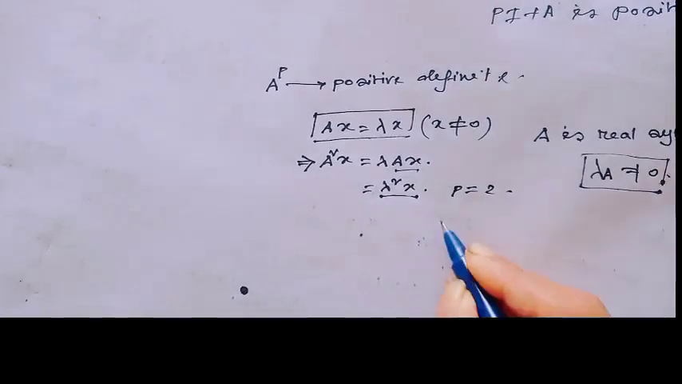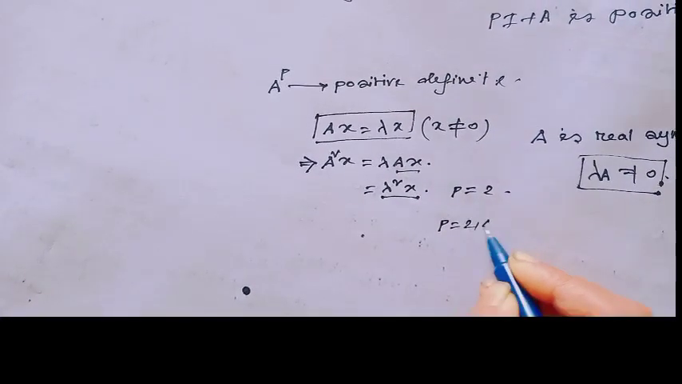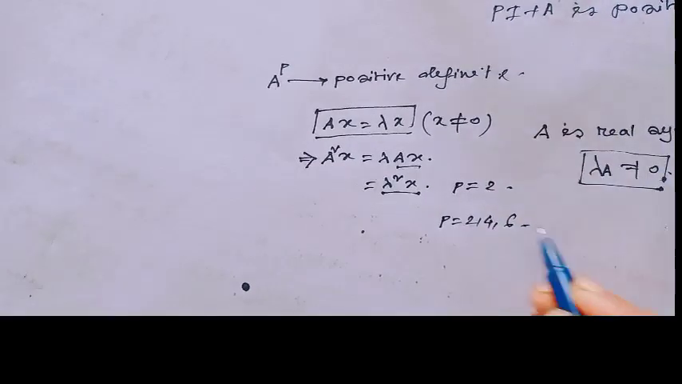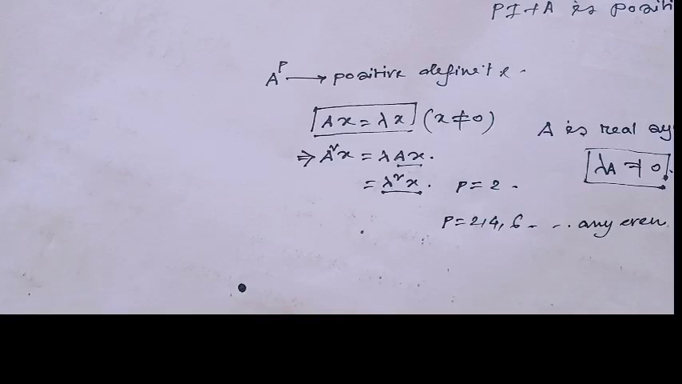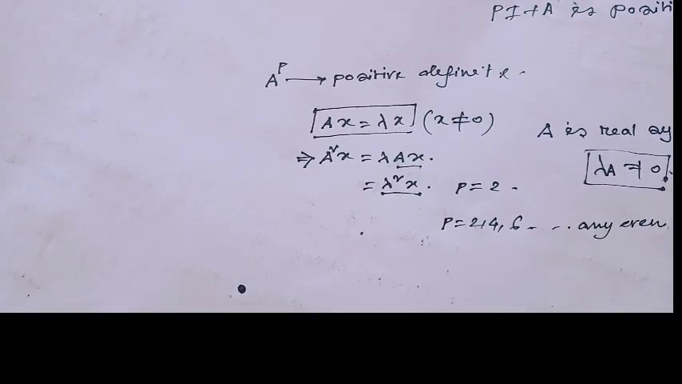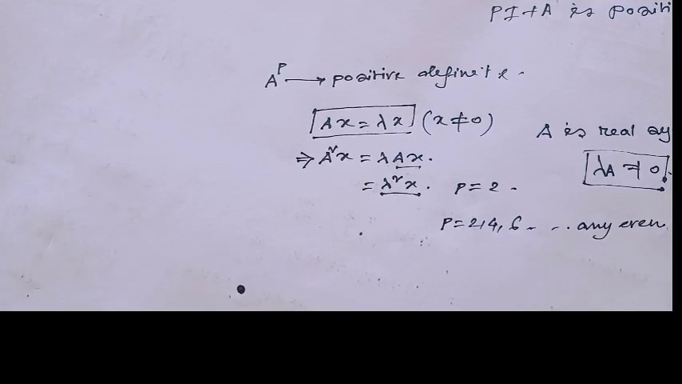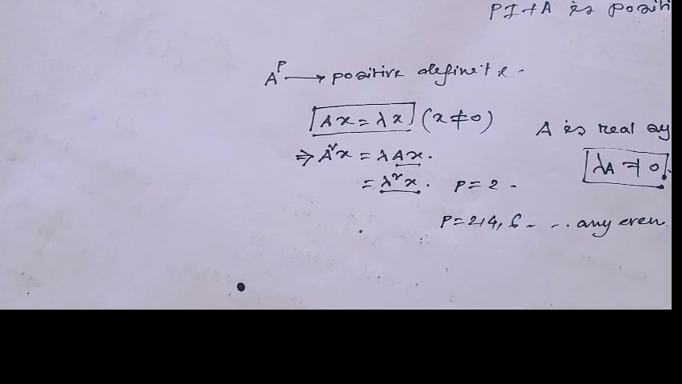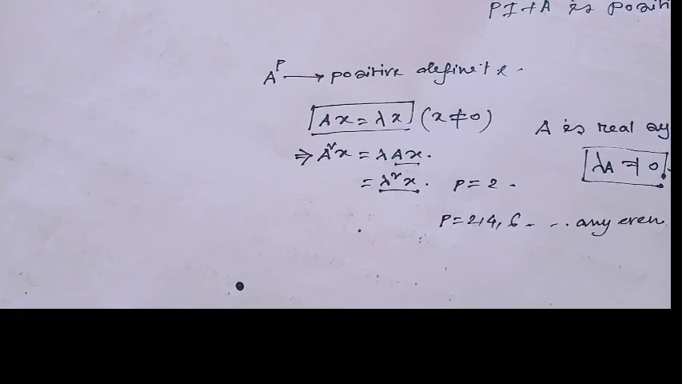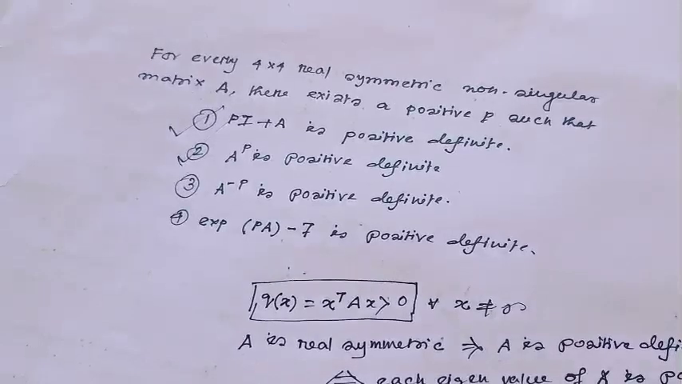If we consider P equal to 2, 4, 6, any even number, for this I will always get a positive definite matrix. So A to the power P is always positive definite. That means option 2 is also a right option.